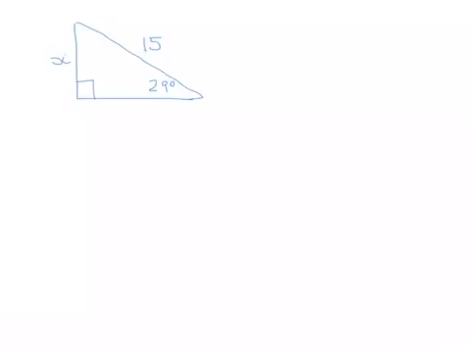So let's say we've got this triangle here. We've got a right angle triangle. We know that one of the angles is 29 degrees. The hypotenuse is 15. And we've got another side that we want to find the height of.